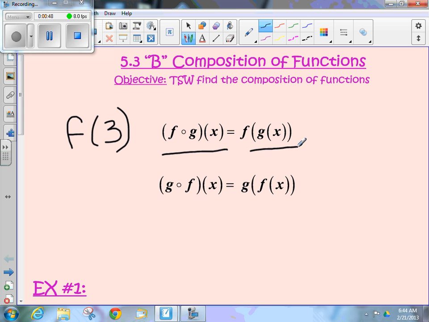What it means is I'm taking this g of x, just like if it were a 3, and I'm going to plug it in to f. Same idea as if I have g of f of x. This time I'm starting with the g function, and wherever I see an x, I'm plugging in the f function. So I'm starting with one function, and I'm plugging in a whole other function anywhere I see an x. F of g of x or g of f of x.